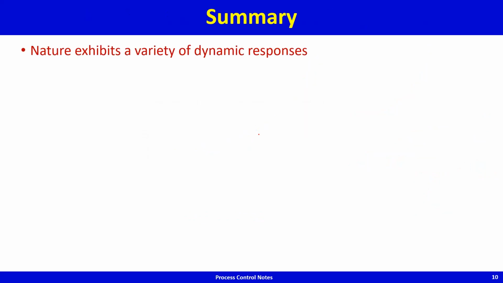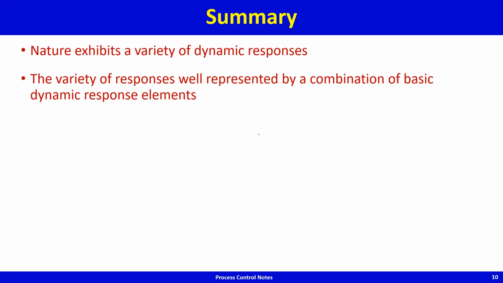This brings us to the summary of whatever we have seen. Nature exhibits a variety of dynamic responses. This very large variety of responses can be well represented using a combination of basic dynamic response elements, and these combinations may be in series, in parallel, in feedback, series parallel, series feedback, series parallel feedback, etc. All kinds of combinations are possible.